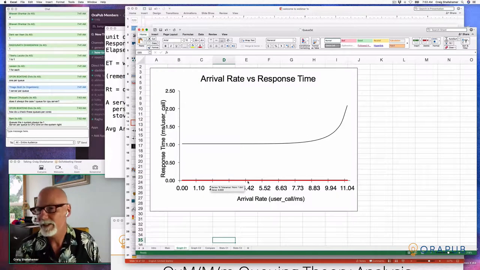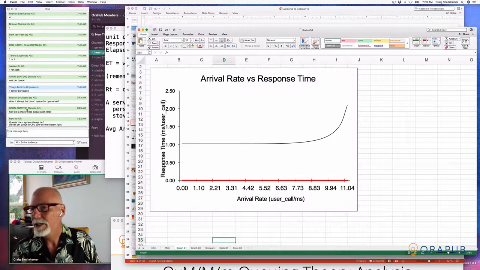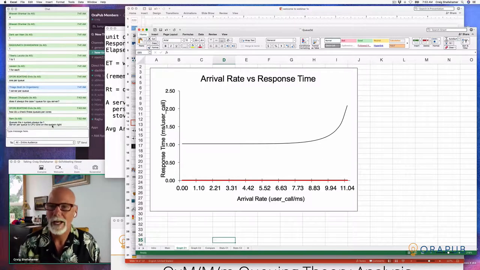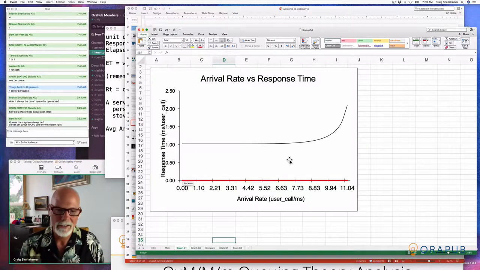You can alter the values in here to get a better looking chart, but I'm not going to focus on that today. Let's see, a question asks whether servers per queue is a CPU core on the system. Yes, that is correct. That's why I put 12 there, because there are 12 cores in the system. Okay, so that's the chart on the first one.